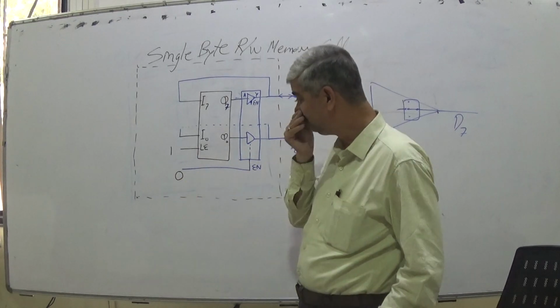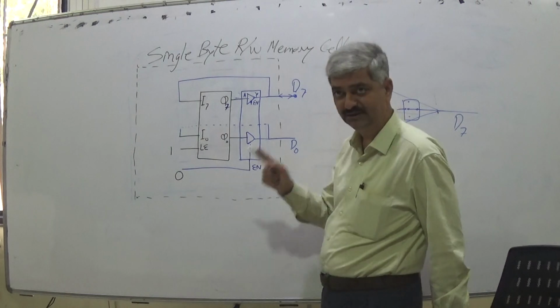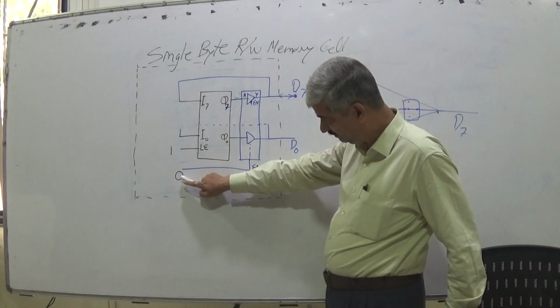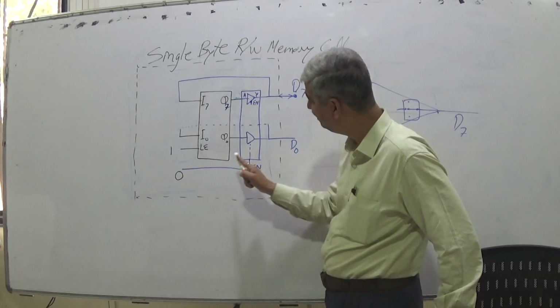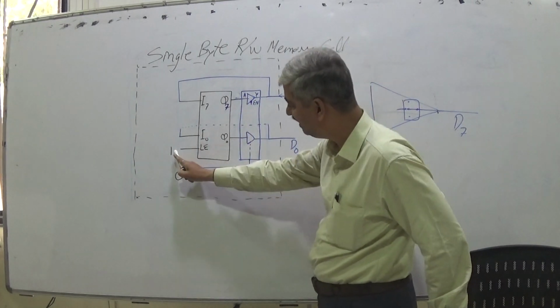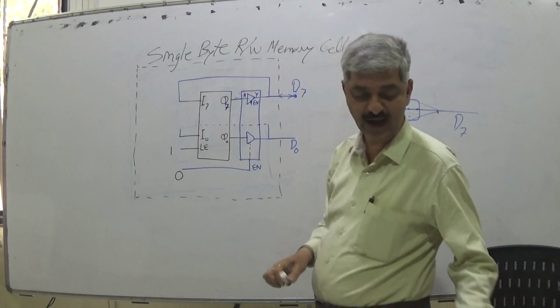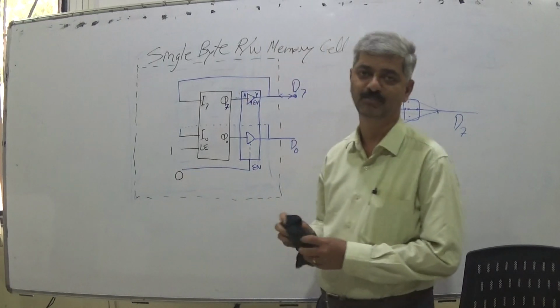What I do, when I want this entire thing to come out, at that time this enable should be made 1. So when this is made 1, whatever is stored here is available here. When this is made 1, whatever is put here is written here. So I can use this and this appropriately.